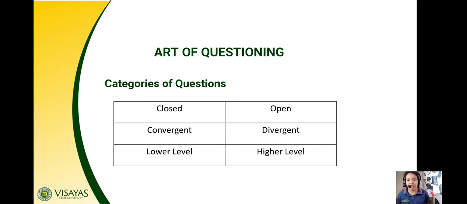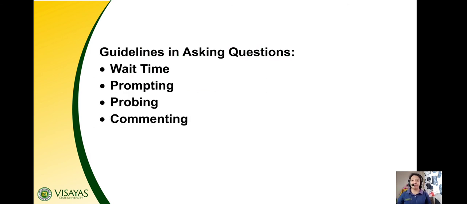Okay, I just want to share this about the art of questioning. We have closed or open, convergent or divergent, lower level or higher level. Closed, convergent, and lower level are more on objective questions, more on the remembering level. On the other hand, open or divergent questions help collect perceptions from the students.